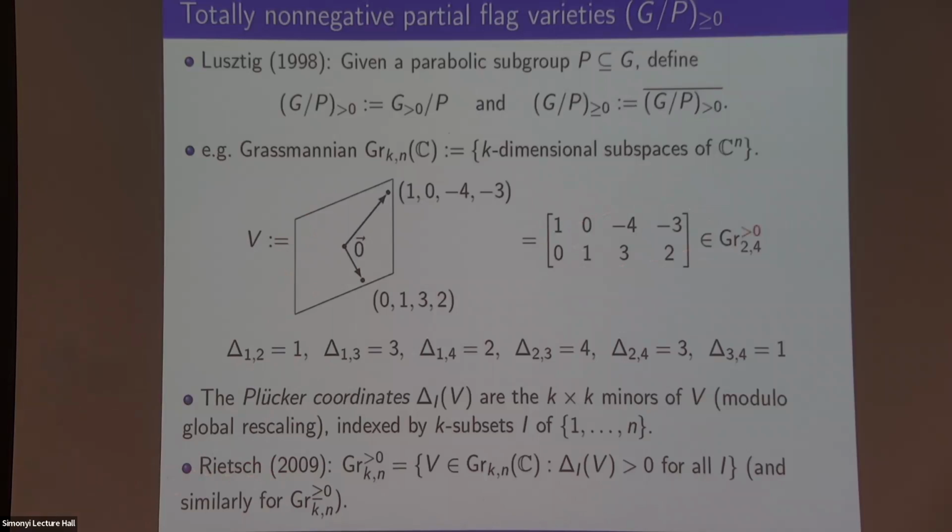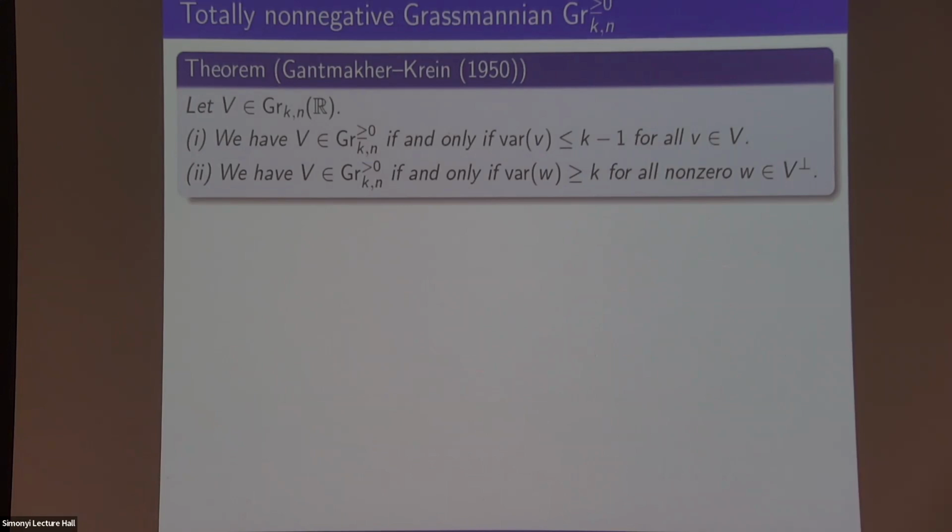So this example here is totally positive. I just want to give an assortment of interesting properties of these totally non-negative Grassmannians. So we have this result actually from 1950 by Gantmacher and Krein. They were thinking about matrices and their images, but we can phrase it in terms of the Grassmannian as follows.